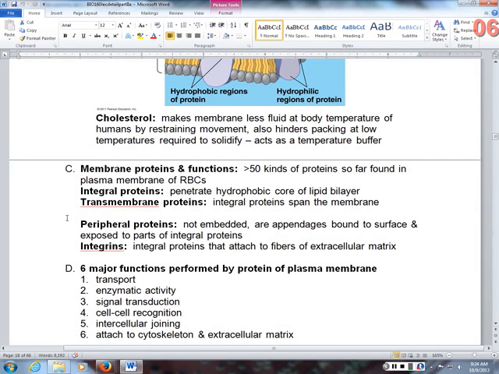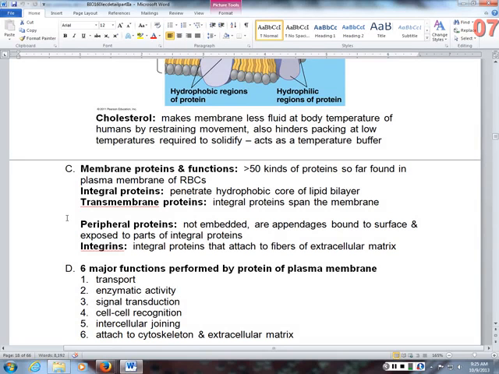So which one of those do you think this is? That would be a transmembrane. An integral protein just stabs into it. It doesn't have to go all the way across. So they can do either one.